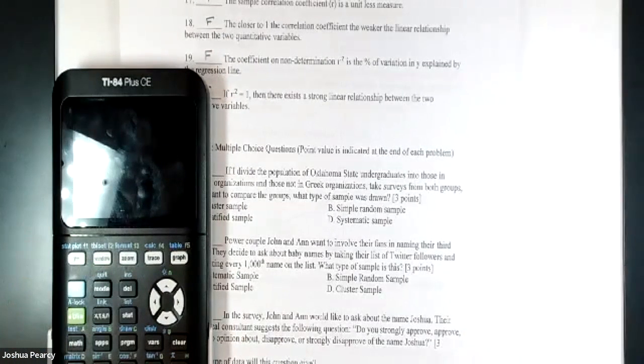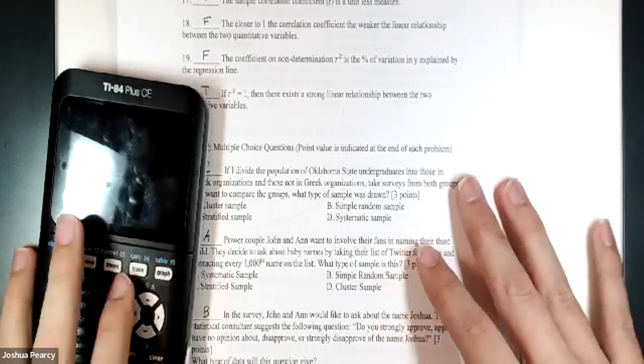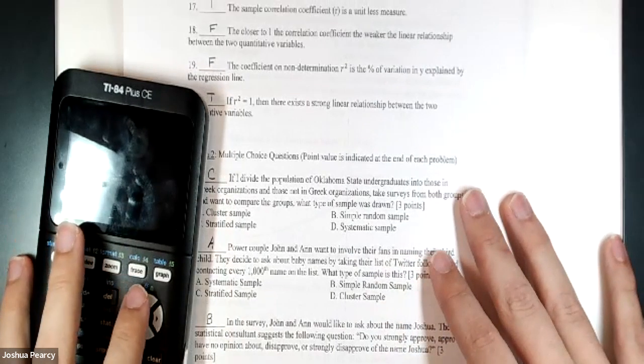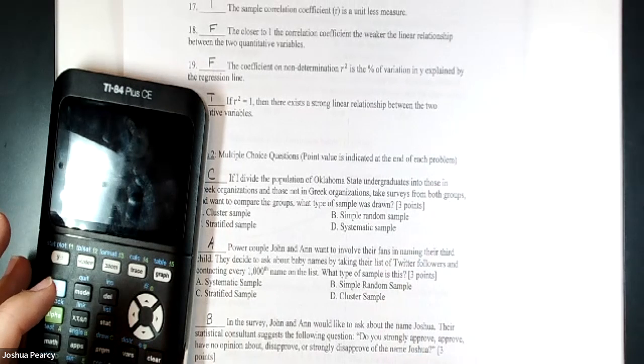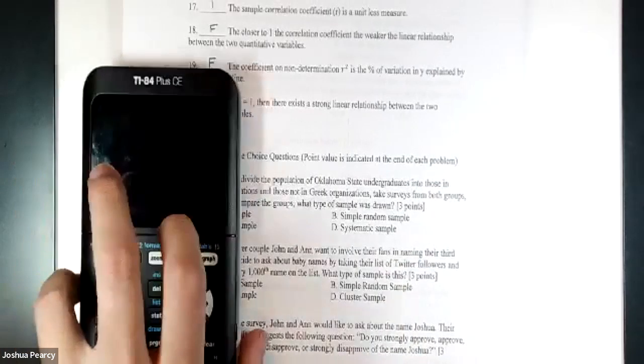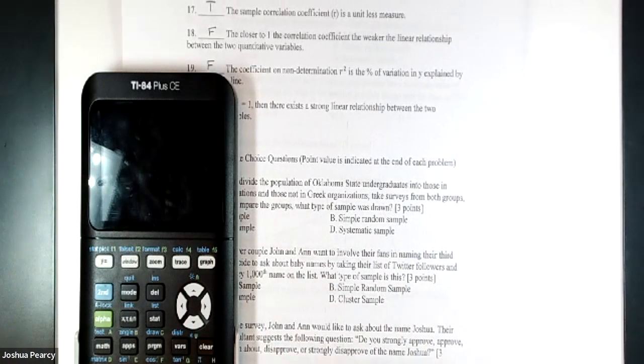In the survey, John and Ann would like to question about the name Joshua. Their statistical consultant suggests, who in the world has a statistical consultant, the following question: they strongly approve, have no opinion, disapprove, or strongly disapprove of the name Joshua. What type of response is it? Yeah, ordinal. There's order to them. So if you say strongly disapprove, that's not nice.